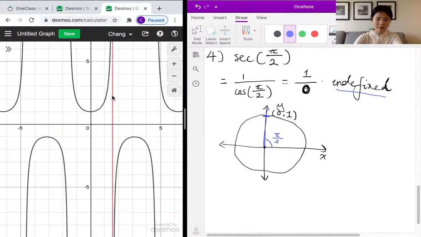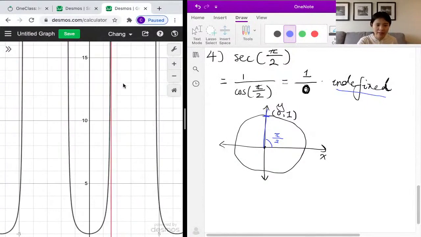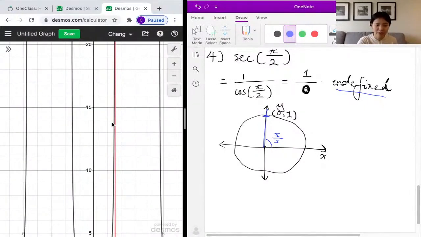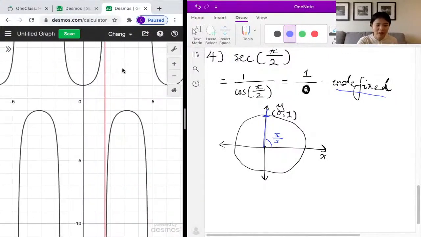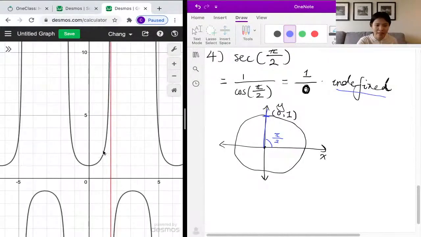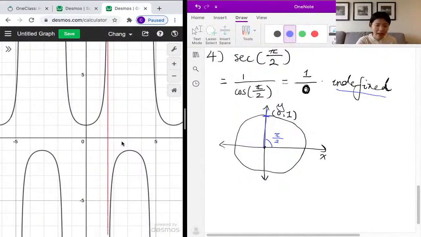We know that on the secant function, when x equals pi over 2, the value of y actually doesn't exist. Notice how the secant function, which is the black line, approaches the red line, which is pi over 2, infinitely, but never really reaches it. That's why the value of secant of pi over 2, the y value of the function at pi over 2, doesn't have an actual value.